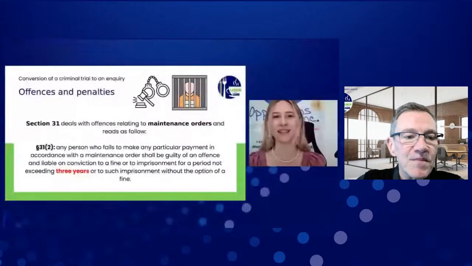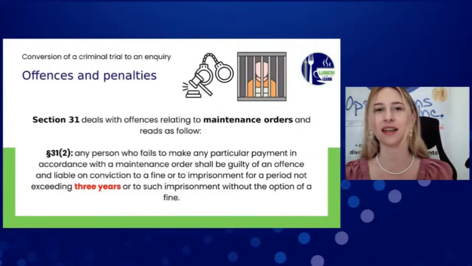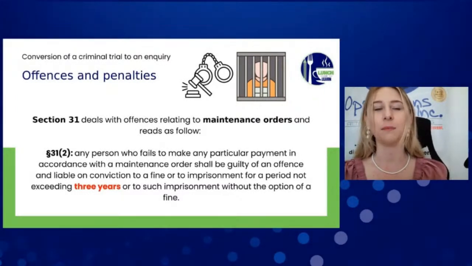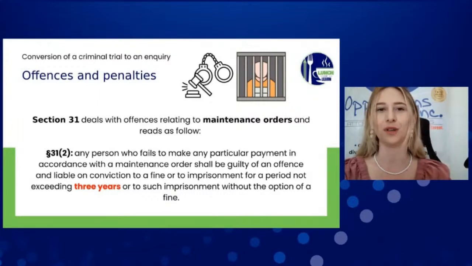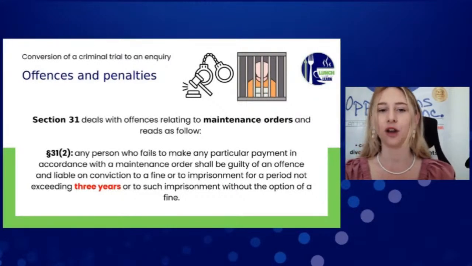We'll now be dealing with the different offences and penalties as found in the Maintenance Act. Specific focus is from Section 32 up to Section 39, which deals with specific offences and the penalties imposed for those offences. So Section 31, as we have already discussed in previous webinars, deals with the offences relating to maintenance orders and reads as follows.